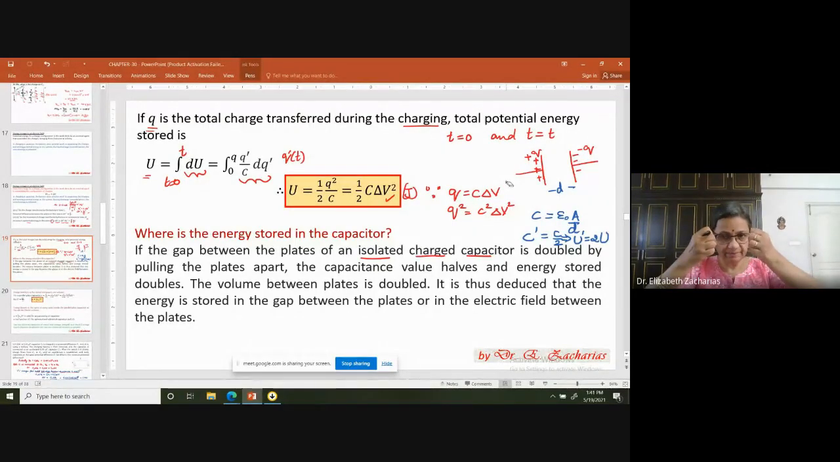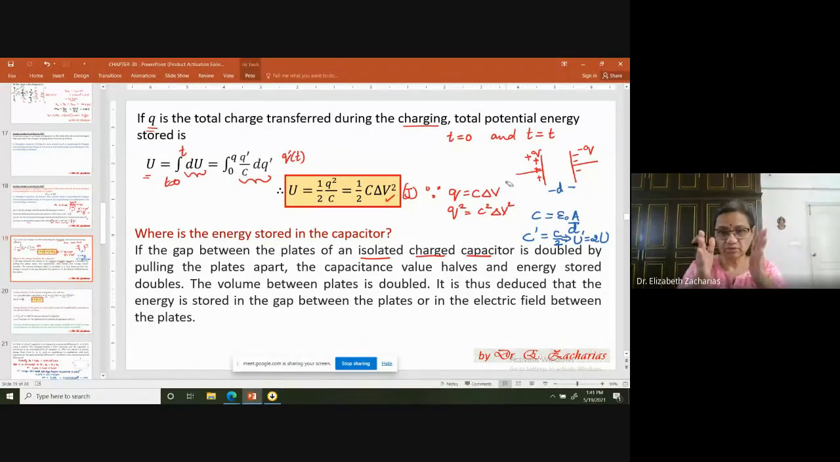Okay, so what you're seeing is when you are using a hand or something and pulling the plates apart, please remember these two plates have opposite charge. Therefore, there is an attraction. They want to be together. But then you are pulling it. That means an external agent is going to do positive work to pull. In doing that, what has happened? The capacitance value became half and the energy became double.